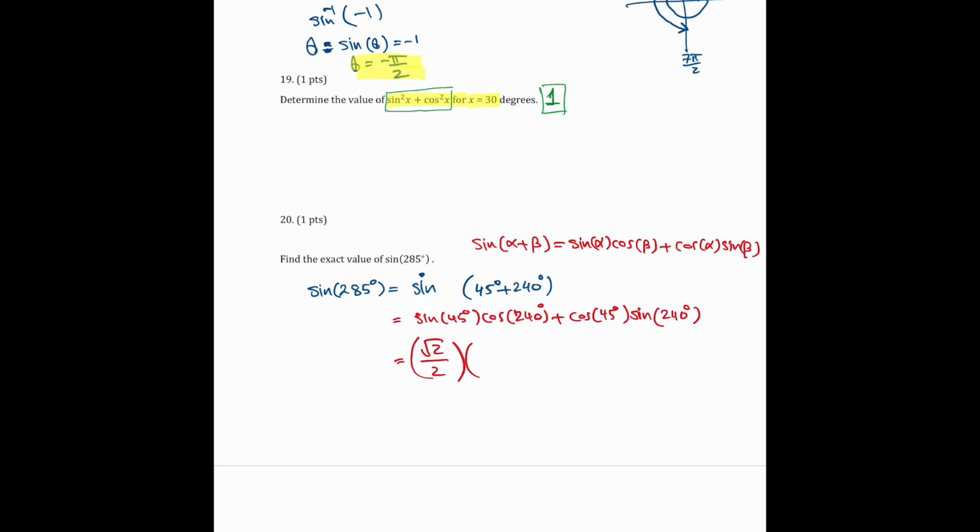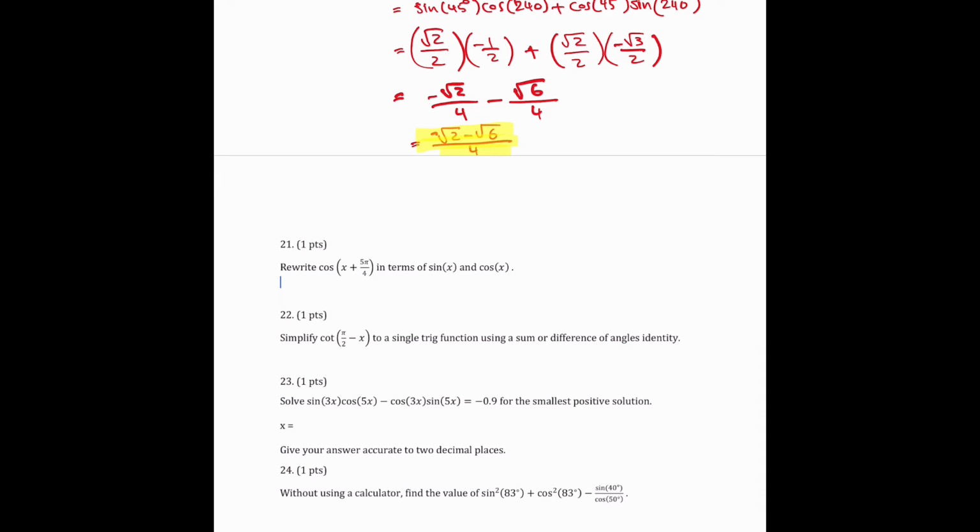Cosine 240 is negative 1/2. Plus cosine 45 is square root of 2 over 2 times sine 240 is negative square root of 3 over 2. This is going to become negative square root of 2 over 4 minus square root of 6 over 4, since negative times positive is negative, which can be written as negative square root of 2 minus square root of 6 divided by 4. And that is the exact answer. You can just leave it like that.